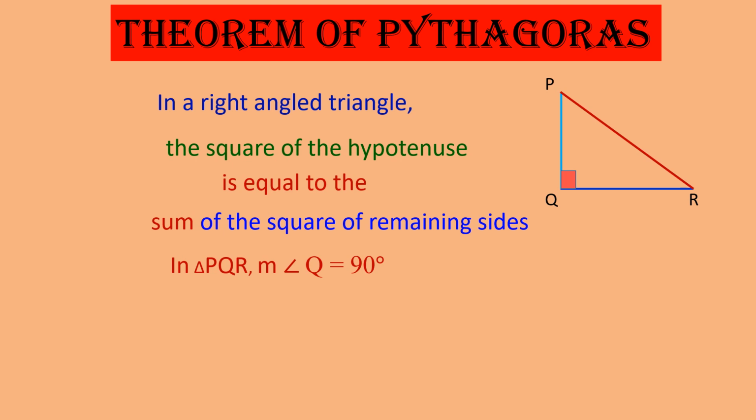Therefore, in triangle PQR, angle Q is 90 degrees, as you have seen in the diagram. So what do we get? PR square, the square of the hypotenuse, is nothing but PR square, and the sum of the squares of the remaining two sides means PQ square and QR square. We have to add them. So we get PR square equals PQ square plus QR square. This is the definition of Pythagoras theorem.